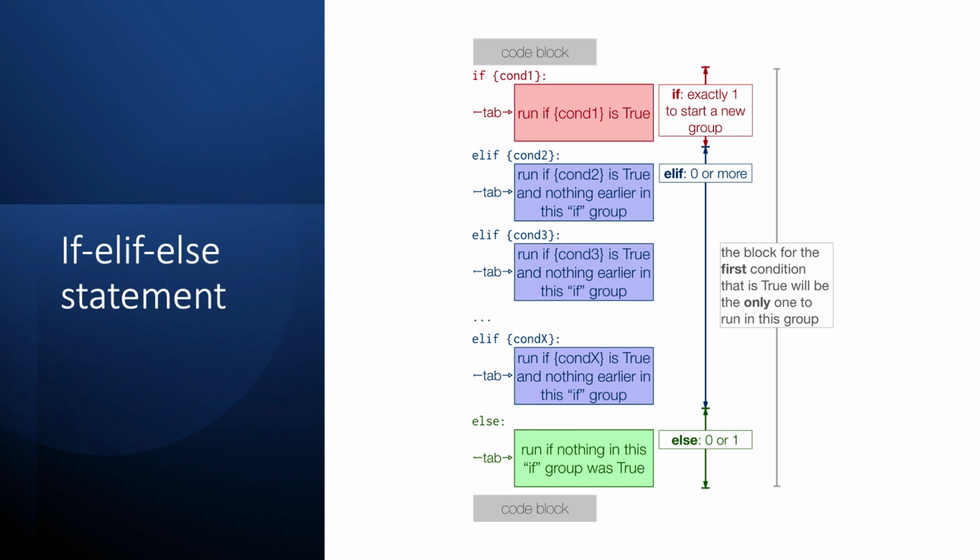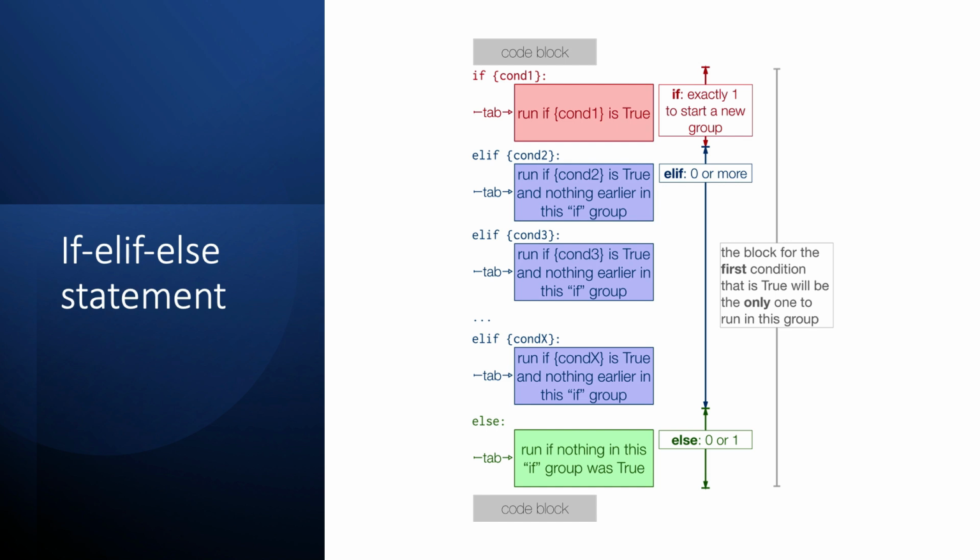The slide illustrates the syntax and flow of the if, elif, else statement. So it starts with the if keyword, followed by the first condition, cond1. Now if cond1 is true, then the code block under this if statement is executed. But if cond1 is false, then the program moves to the elif keyword, which is short for else if, to evaluate the next condition, which is cond2. Now if cond2 is true, then the corresponding code block runs, and if it's false, the program checks the next elif condition, which is cond3.